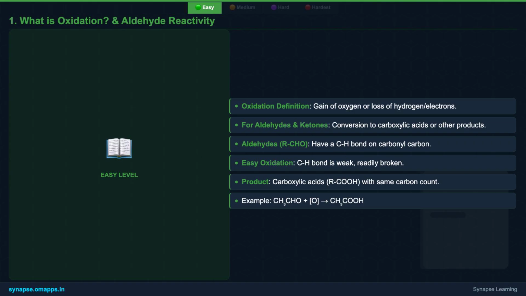Aldehydes, with their unique C-H bond right next to the carbonyl, are particularly eager to undergo this change, typically becoming carboxylic acids. This transformation is quite straightforward, retaining the original carbon skeleton. Understanding this basic step is crucial before we explore more complex reactions.